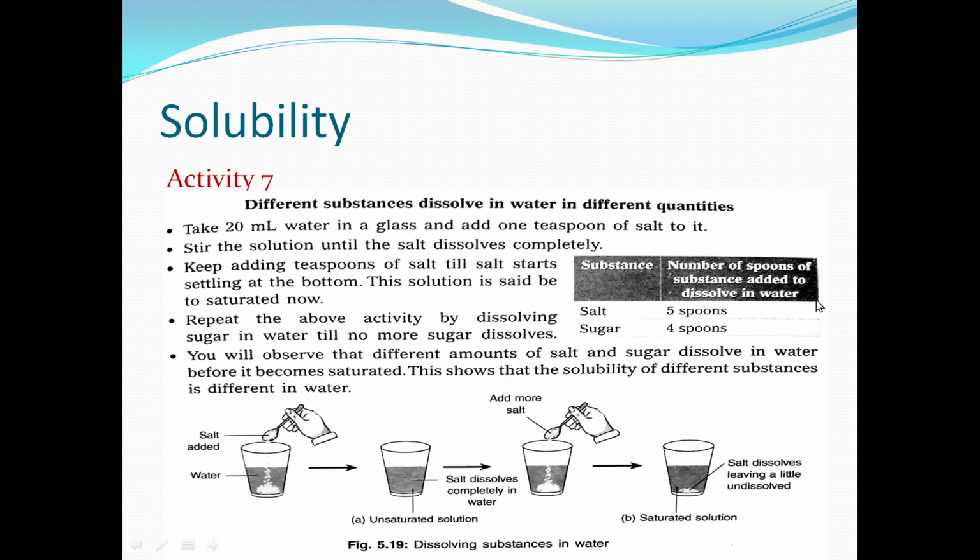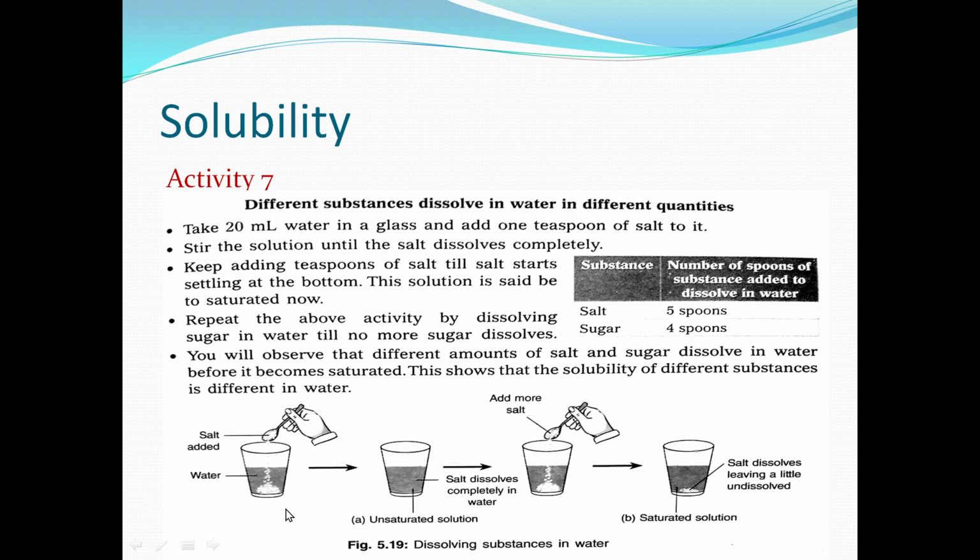Here the observation is written. The substance they are taking here is salt. They have taken salt and in 200 ml of water they are able to dissolve 5 teaspoons of salt. But in the case of sugar, only 4 teaspoons of sugar could be dissolved in 200 ml of water. So you can see the solubility of salt is better than the solubility of sugar in water.